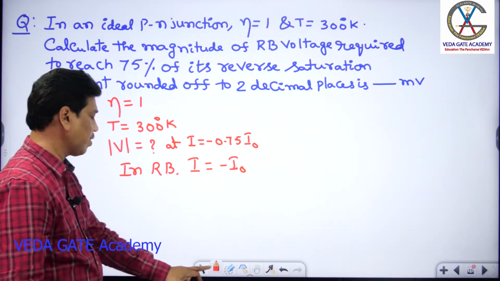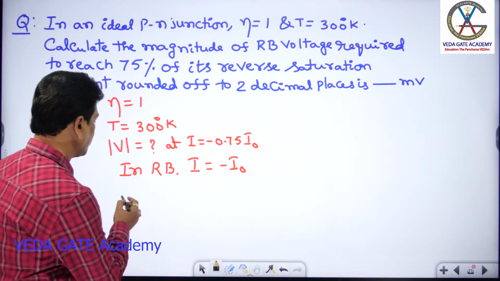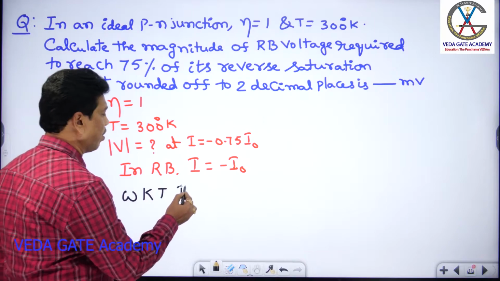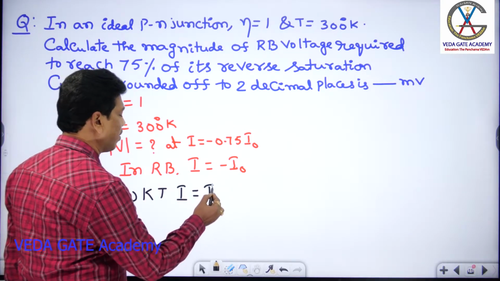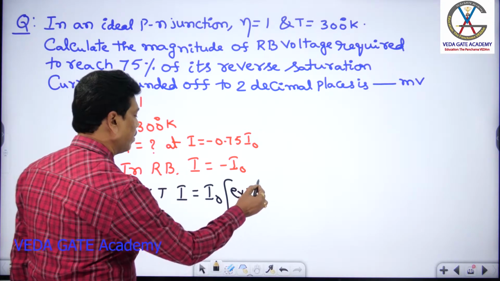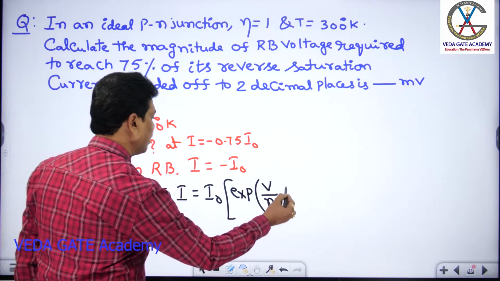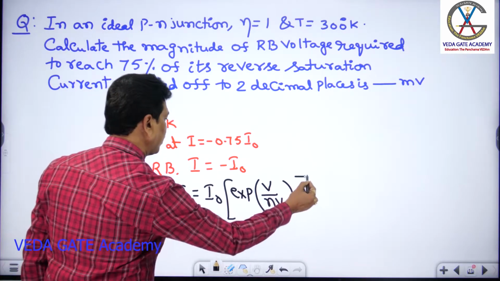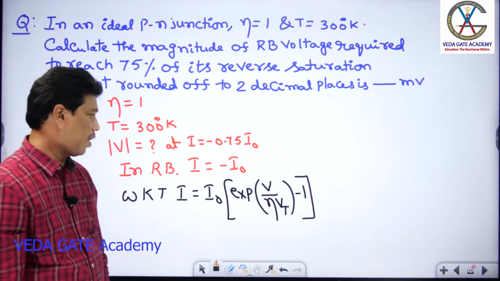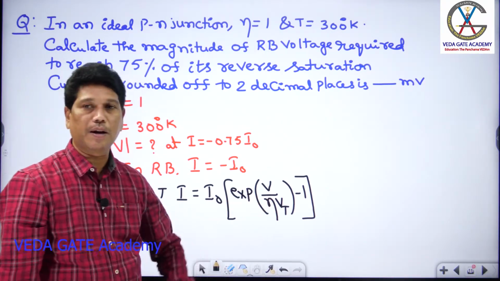Your standard equation of current in a PN diode is from Shockley. So this is the Shockley equation. We know that I equals I naught into exponential of V by eta Vt, minus 1. This is the standard equation of current for a diode. Where I naught is the minority current, V is the applied bias voltage, eta is the ideality factor, and Vt stands for thermal voltage.